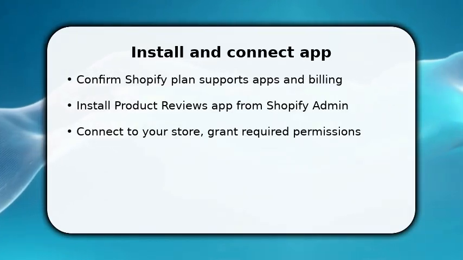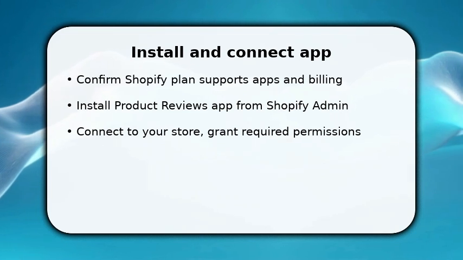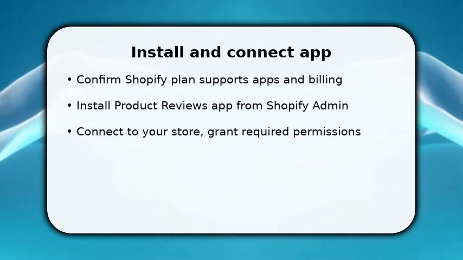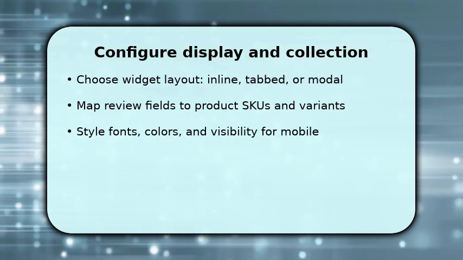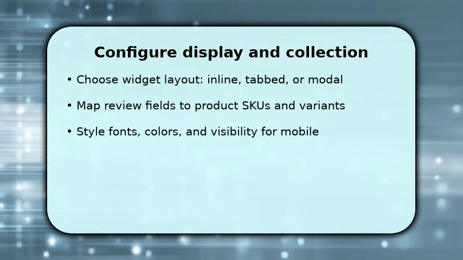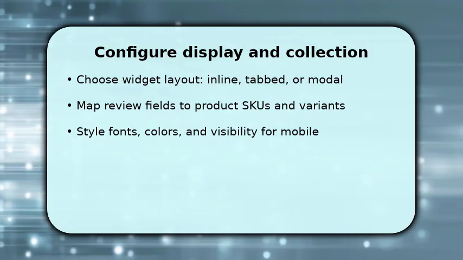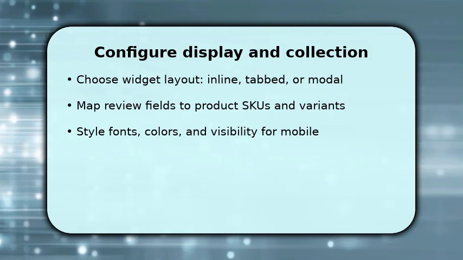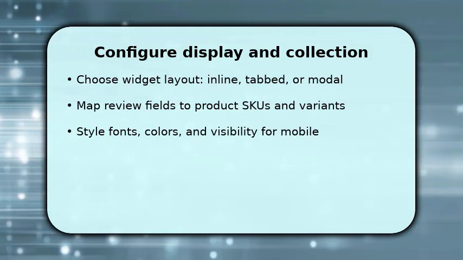Once the widget is visible, configure how reviews display across product pages and collection templates. You'll map review fields like rating, title, and body to ensure consistency with SKU and variant logic. Then, adjust layout options and mobile visibility so ratings don't break responsive design. This prevents overflow and slow rendering.